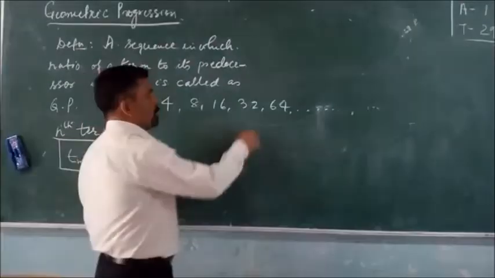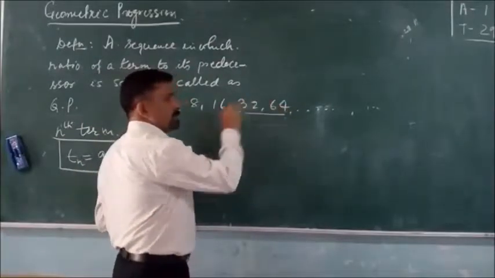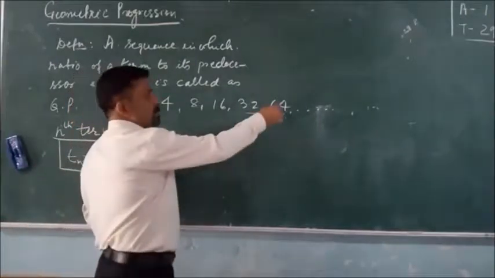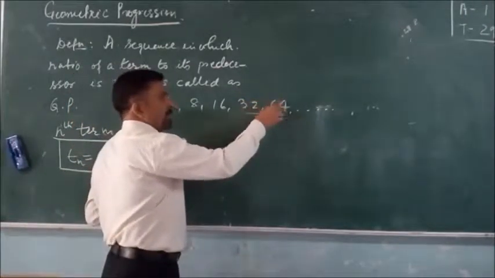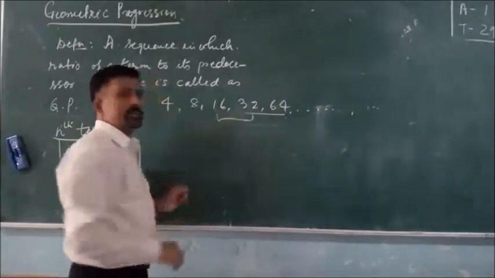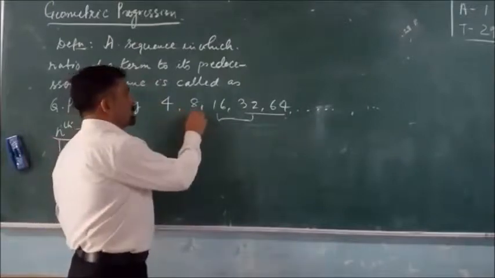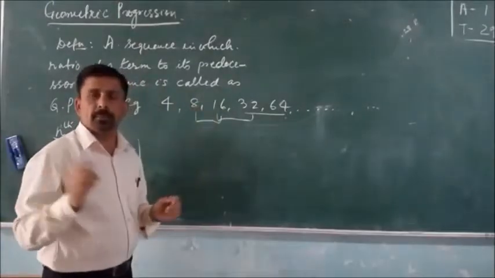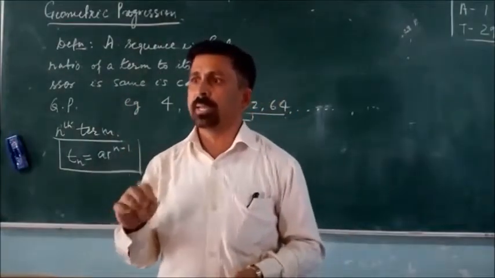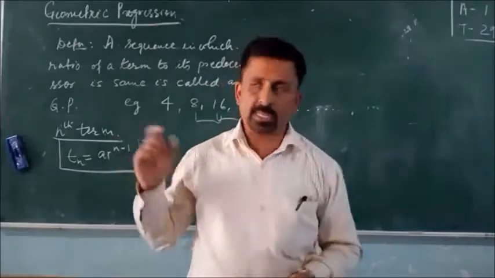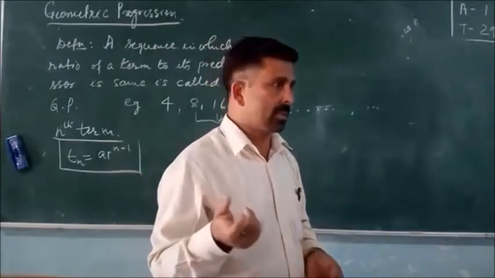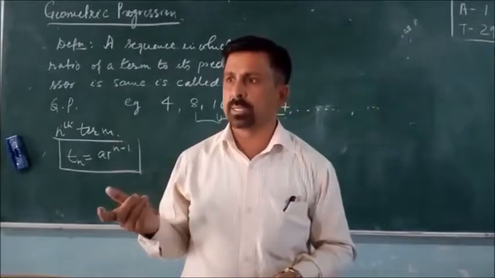We can see the ratio of these two. When you divide 64 by 32, a ratio is a kind of division, right? So when you make a ratio of this term with its previous term, it comes as equal to 2. The ratio of these two also comes the same, as 2. The ratio of these two consecutive terms also comes the same, as 2. So when we make the ratio of a term with its previous term, it always comes constant. Such a sequence is said to be a geometric progression.